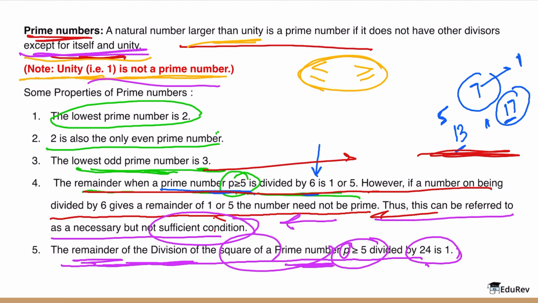So if I take any prime number p, where p is greater than or equal to 5, then the square of that p when divided by 24 is going to yield me what? Remainder as 1. This is one of the properties. Okay, so I feel these properties are simple. You can elaborate these properties as well, or you can take real life examples to understand what these properties say. So let's move forward without further ado.